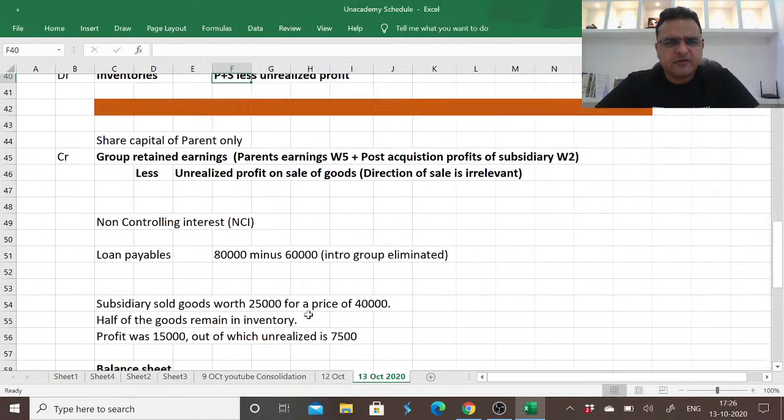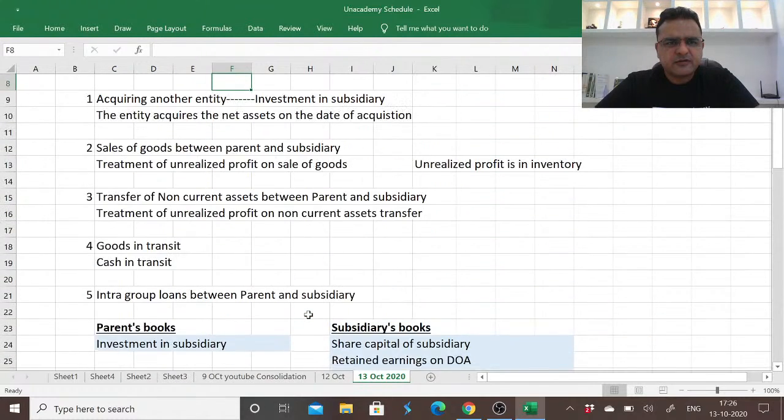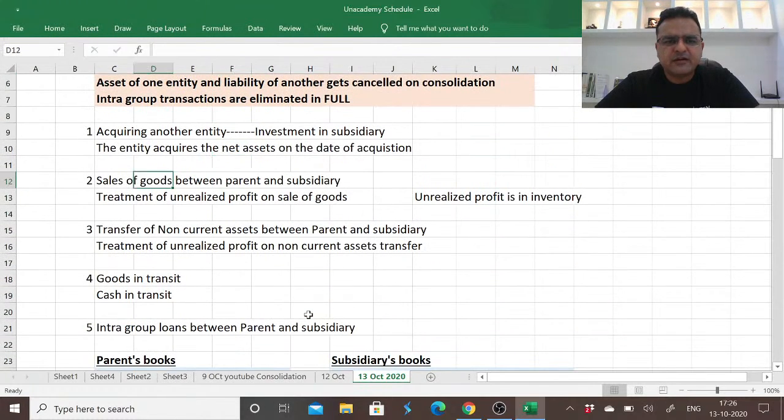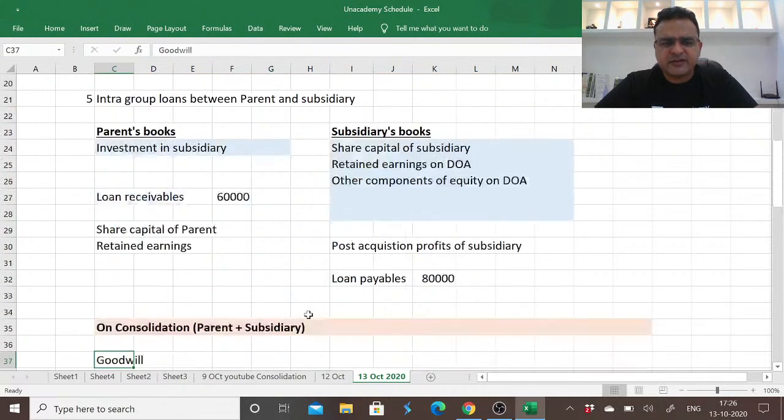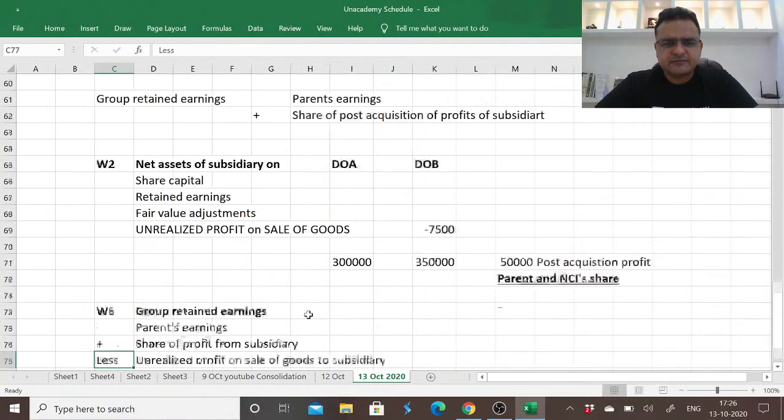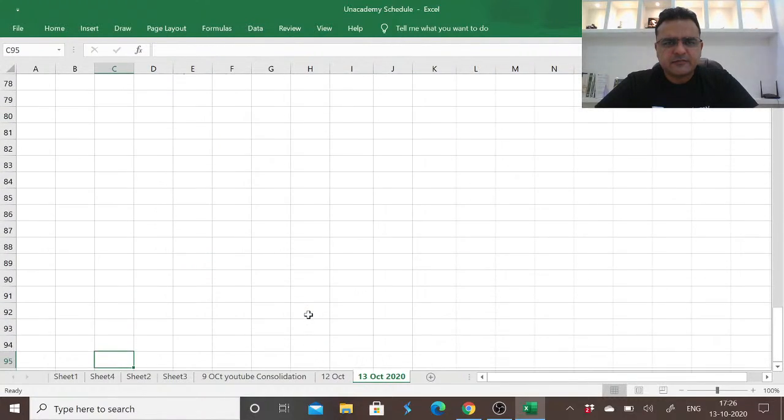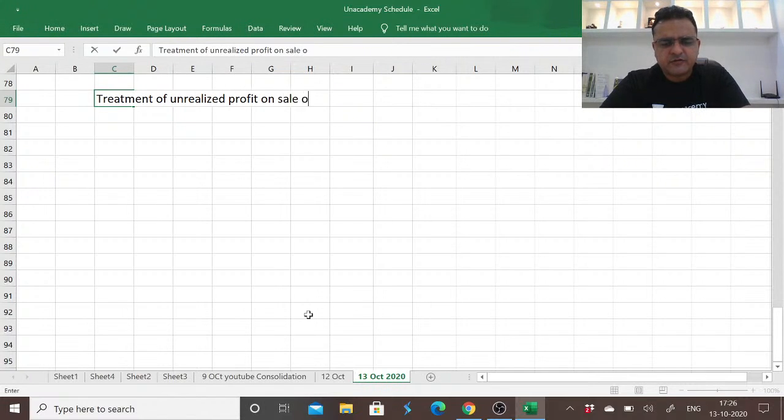So we were saying treatment of sale of goods between parent and subsidiary, and treatment of unrealized profit on sale of goods. So on the face of the balance sheet, this is how it is to be done. In the income statement, the impact will be: treatment of unrealized profit on sale of goods in income statement.